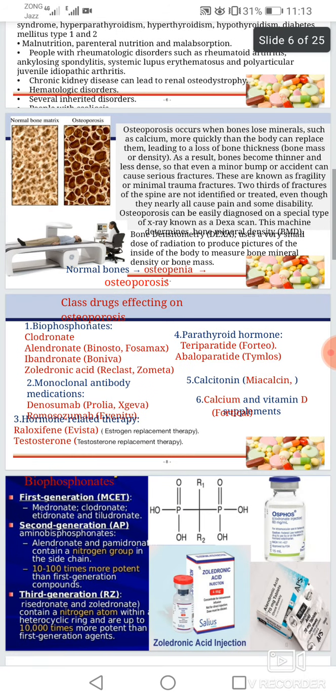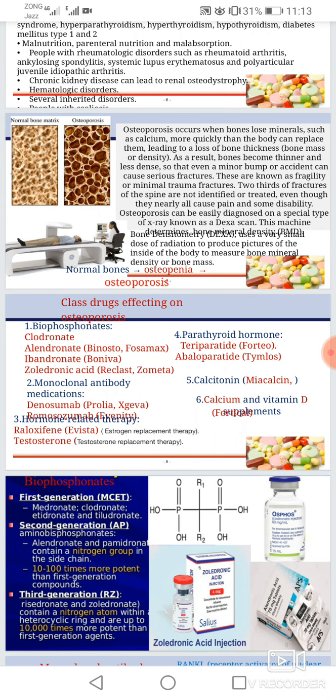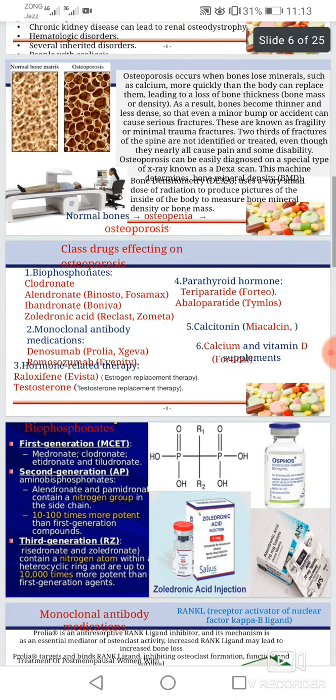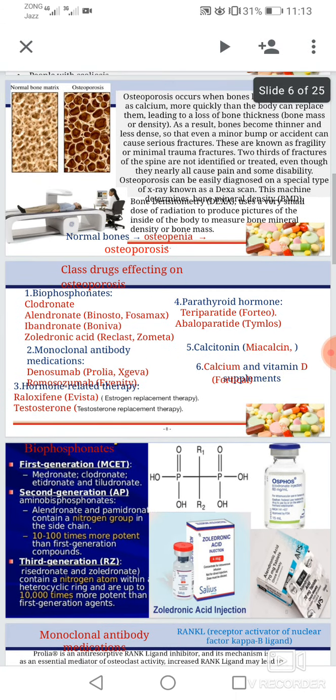So here we got a picture explaining the difference between normal bone matrix and osteoporosis. So we can get the idea that normal matrix is thick, whereas osteoporotic bone is thin. Osteoporosis occurs when bones lose minerals such as calcium more quickly than the body can replace them, leading to a loss of bone thickness. As a result, bones become thinner and less dense, so that even a minor bump or accident can cause serious fractures. These are known as fragility or minimal trauma fractures.